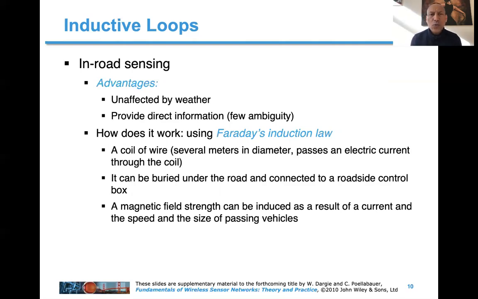One of the proposed solutions is to bury inductive loops every 10 or 50 meters in the streets. How does the system work? An inductive loop is just a simple conductor, or sometimes we use coils. If you remember from Faraday's law, if you have a coil and let a current pass through this coil, then a magnetic field will be set up around it. The magnitude and direction of the magnetic field depend on the amount of current supplied to the conductor.